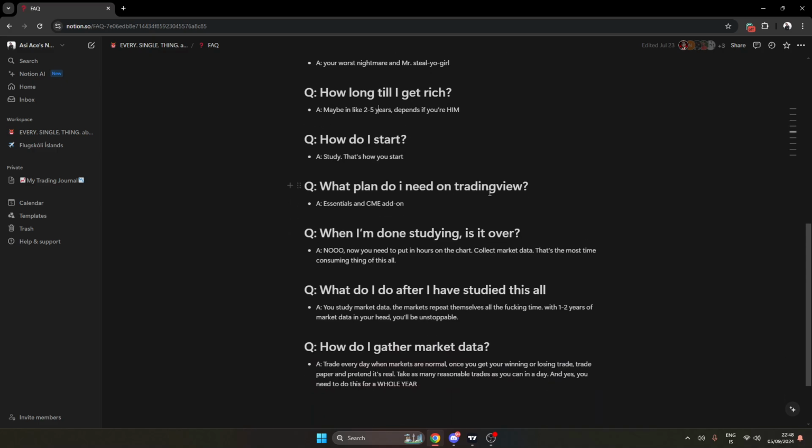What plan do I need on TradingView? Essentials and a CME add-on, that's the Chicago Market add-on. When I'm done studying, is it over? No. Now you need to put in the hours on the chart, collect market data. That's the most time-consuming thing of all. When you know every single concept like the back of your hand, the market data is the next thing that will come. You will notice the market will repeat itself over and over and over again. So collecting market data is the biggest part of it.